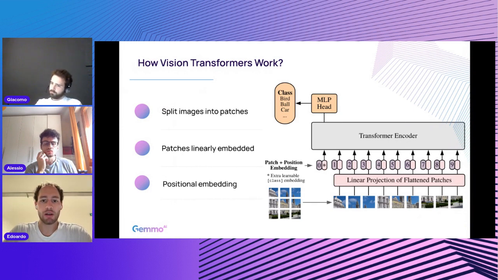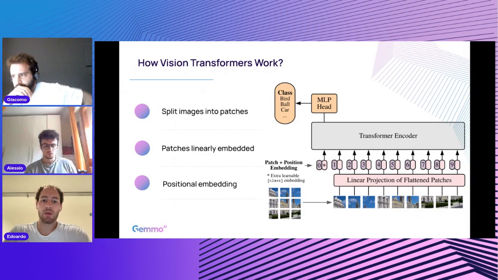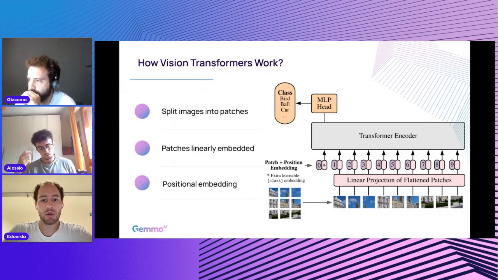These patches are linearly embedded. That means, in the context of ViT, a transformation into a numerical vector that can then be processed by the model. In fact, we know that the model doesn't see images, but sees numerical vectors. Then they add an important piece of information: the position of the patches inside the image. The transformer encoder then processes this sequence of patch and position embeddings, and in this way generates a comprehensive image representation.